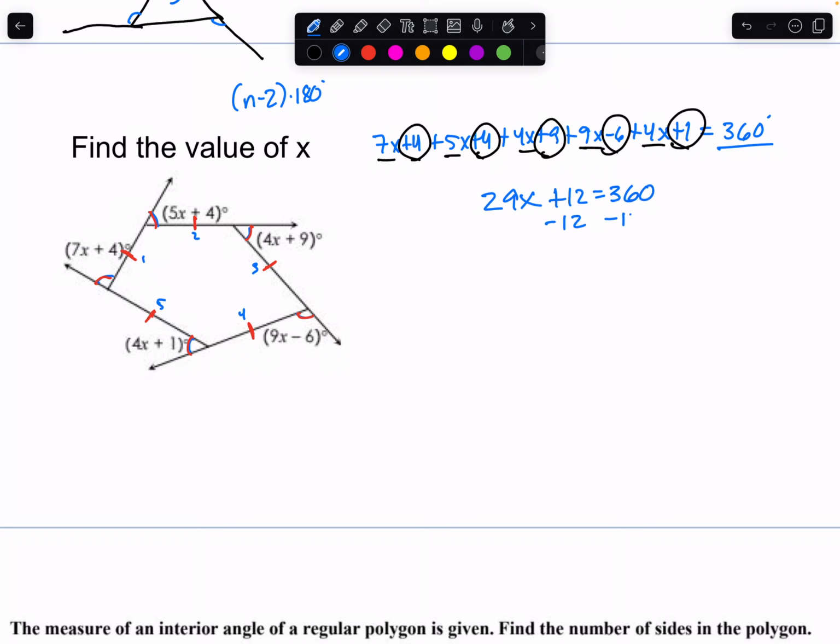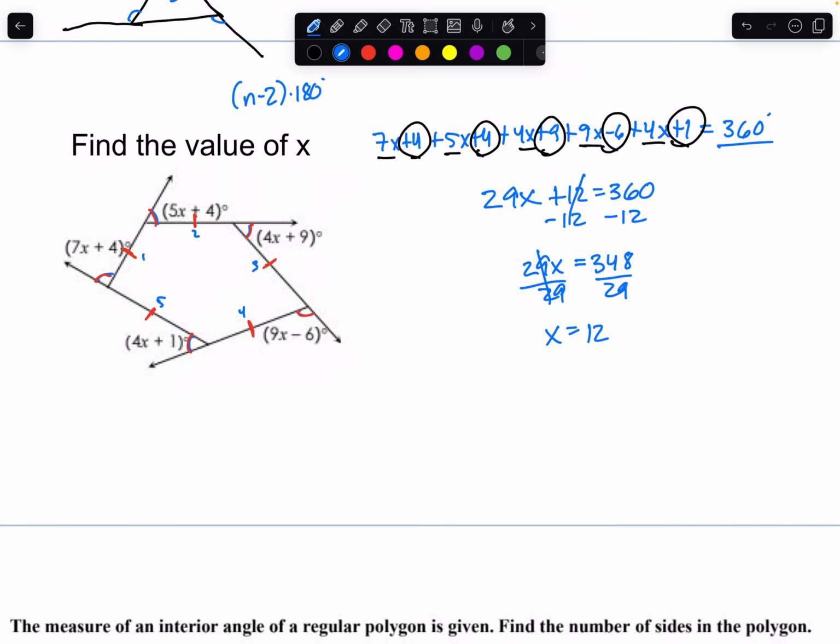Subtract 12 on both sides to isolate the variable. 360 minus 12 is 348. Divide both by 29. X equals 348 divided by 29. 12. So now that I know 12, I can plug it in and I can find the exterior angle for any one of these angles that I have.